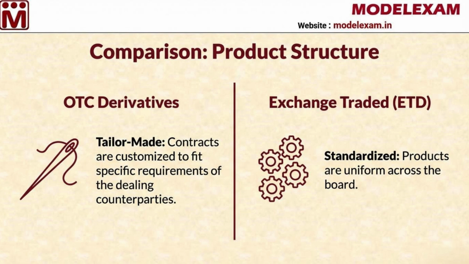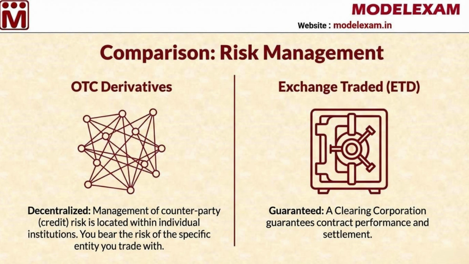Let's compare how these OTC and exchange traded contracts are actually structured. On the OTC side, contracts are tailor-made, much like a custom suit, because they are designed to fit the exact specific needs of the two people trading. In contrast, exchange traded derivatives are standardized, meaning they are uniform and identical for everyone in the market, which makes them easier to trade quickly.